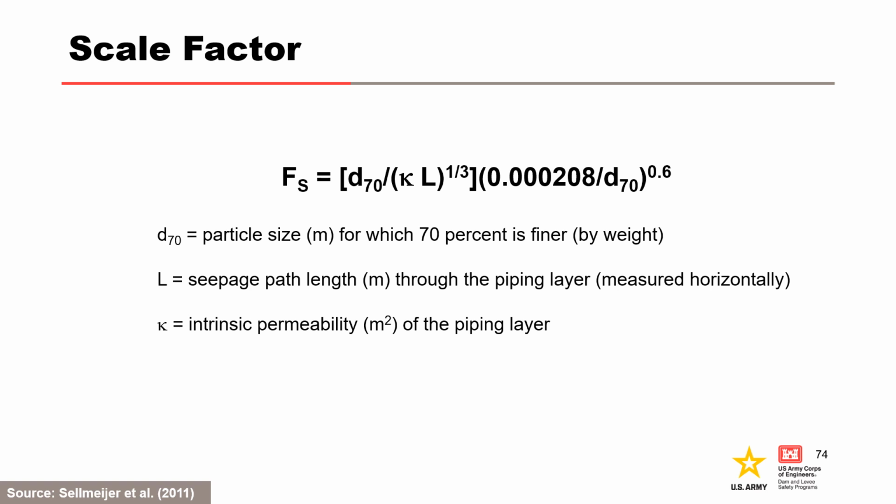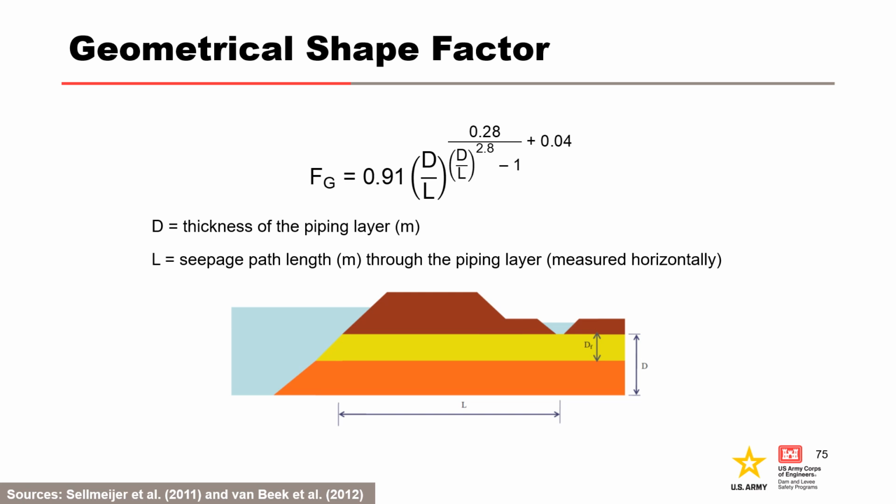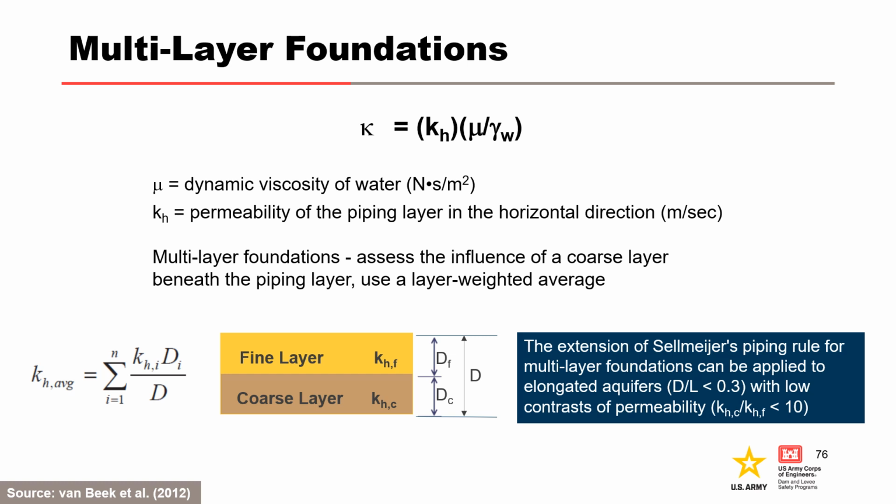The scale factor is a function of the particle size, for which 70% is finer by weight, the horizontal seepage path length, and the intrinsic permeability of the piping layer. The geometrical shape factor is a function of the ratio of the depth of the piping layer to the horizontal seepage path length. The intrinsic permeability used in the scale factor is defined on this slide.